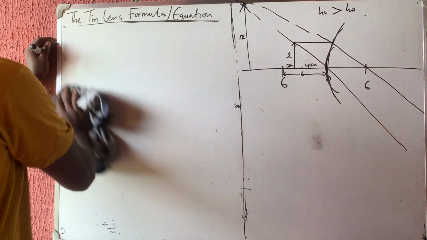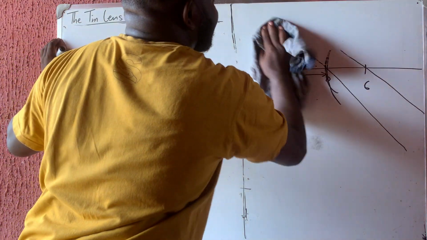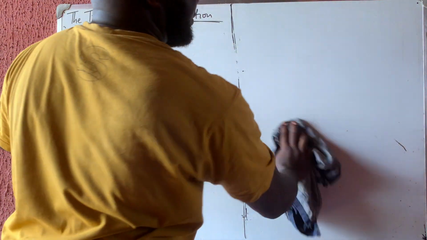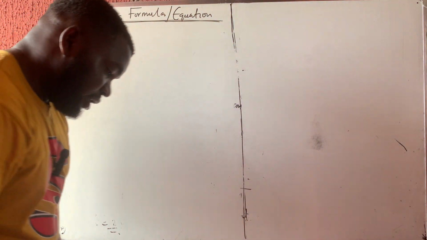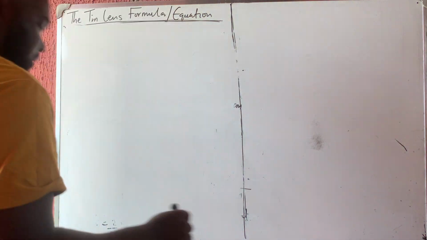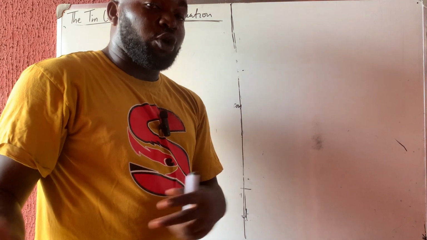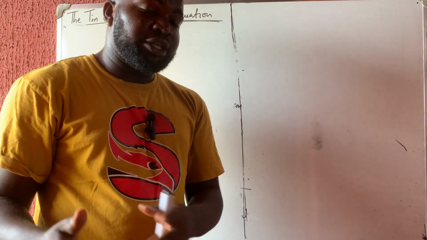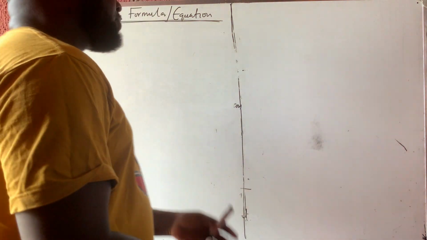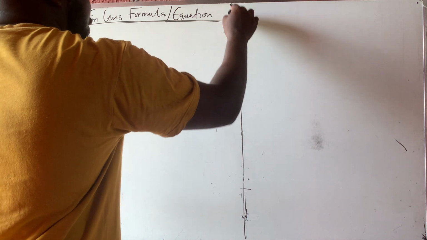More calculation leads to more understanding. Okay, the next calculation I'm going to solve, let's solve some questions for concave. We have solved for convex. You know that convex is converging, while concave is what? Diverging. So let's talk about a diverging lens, or a concave lens.